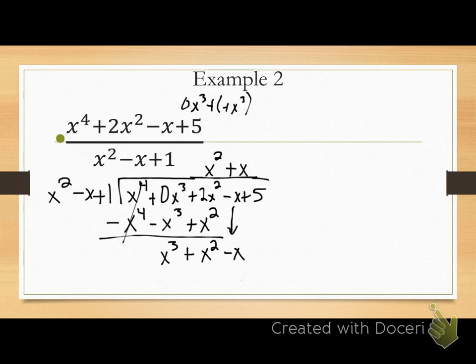So what's x times x squared? X cubed. X times negative x. Negative x squared. X times 1. Plus x. Everyone good with me so far? Subtract. Negative x minus x.